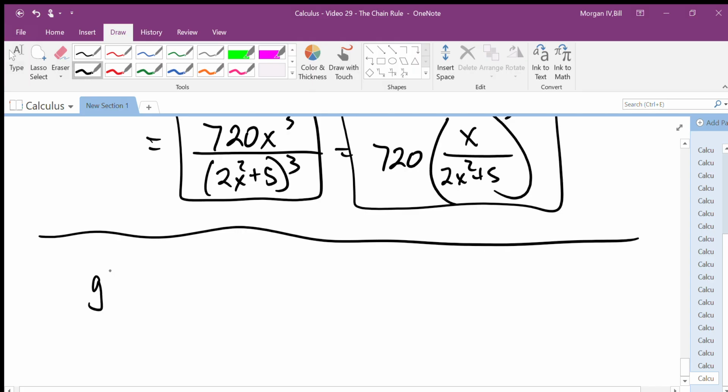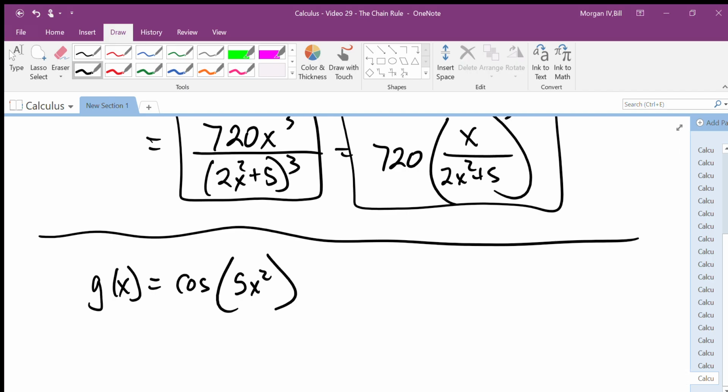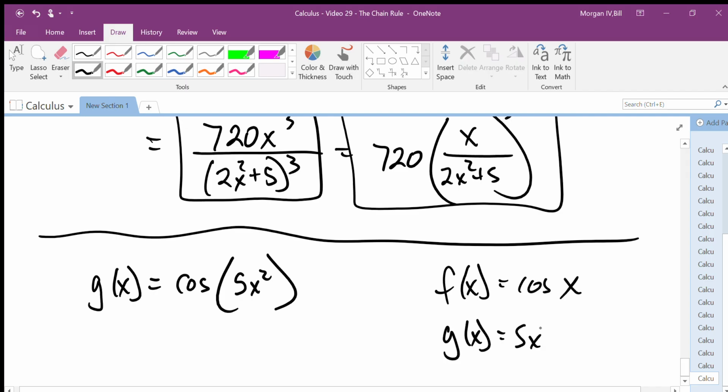G of x is equal to the cosine of 5x squared. Sometimes the hardest part about these problems is identifying what's my outside function, what's my inside function. Take a minute, try it out yourself. Pause the video, come back to it. Okay, I am seeing the outside function here as the cosine of x. And the inside function is 5x squared. And the reason is, if I were to take the 5x squared and plug it in for the x into the outside function, I would have the cosine of 5x squared, which is my original function.